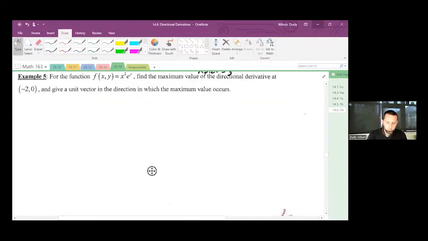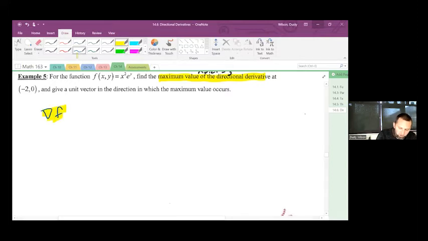Example 5. For the function f of x y equal to x squared e to the y, find the maximum value of the directional derivative at -2, 0, and give a unit vector in the direction in which the maximum value occurs. So this is sort of a variant on the question that we just answered. Since we want the maximum value of the directional derivative, again, first we're going to start by finding our gradient.